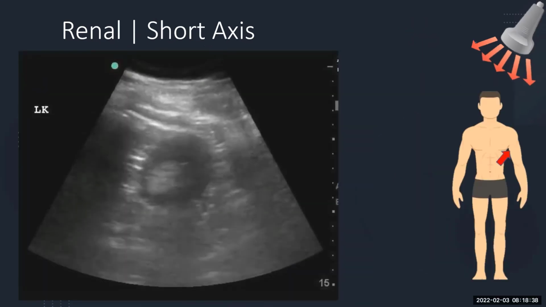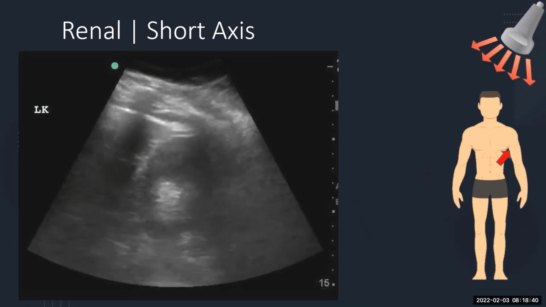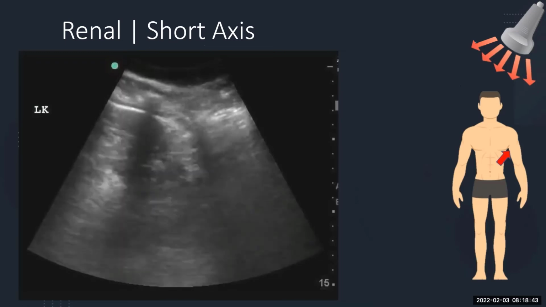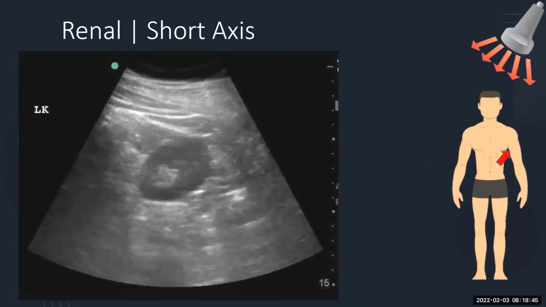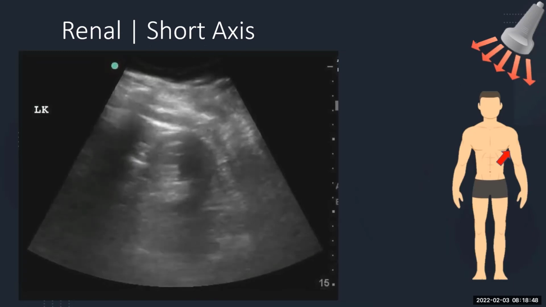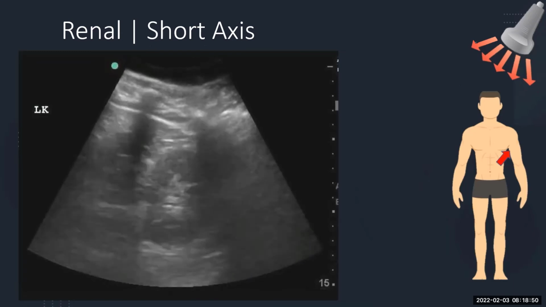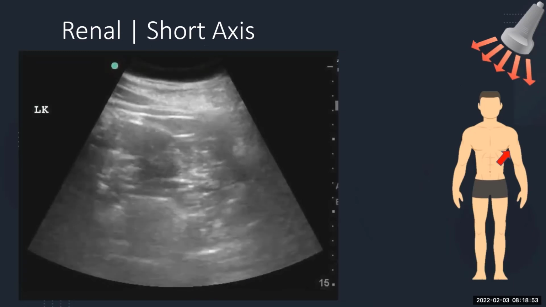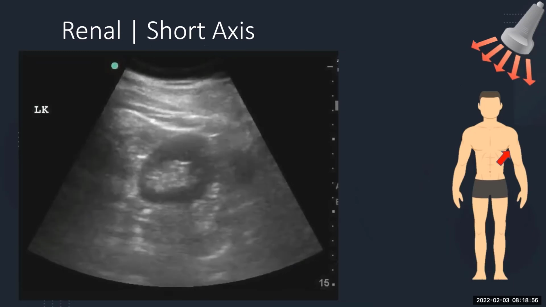And then here we have a short axis view. So this is where you turn the probe indicator about 90 degrees counterclockwise, probe indicator to patient's back. The kidney itself should be circular or sort of oblong looking. And then you want to fan from the superior pole to the inferior pole, making sure that you're not missing any part of the kidney when you're scanning through that.